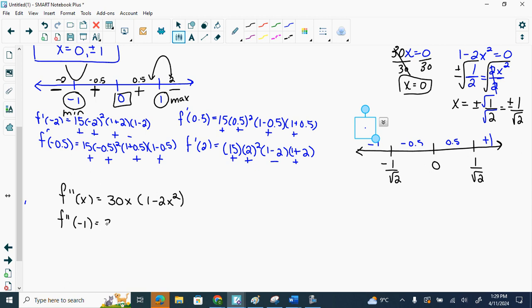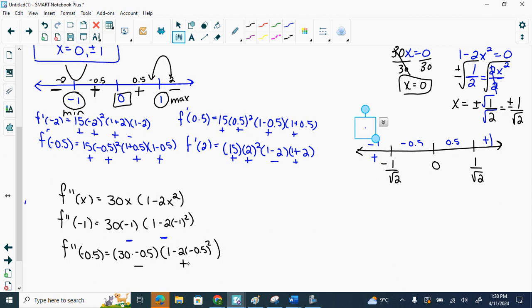Okay, so we plug in negative 1, we get 30 times negative 1, and then 1 minus 2 times negative 1 squared. So this is going to be negative, and then this is going to be negative, which results in a positive. Then I have f double prime of negative 0.5, so I get 30 times negative 0.5, which is negative. And then I get 1 minus 2 times negative 0.5 squared. What is that result? 0.25 times 2 is negative, so it should be positive. So then we end up with a negative.